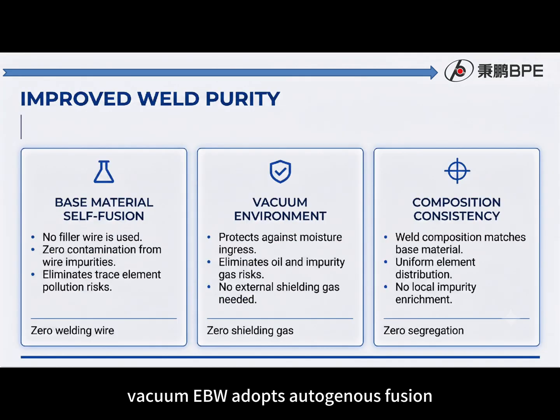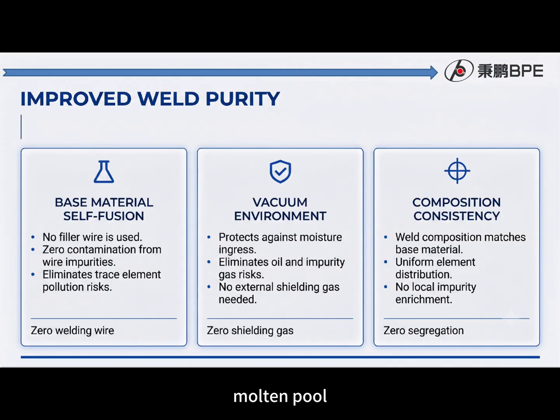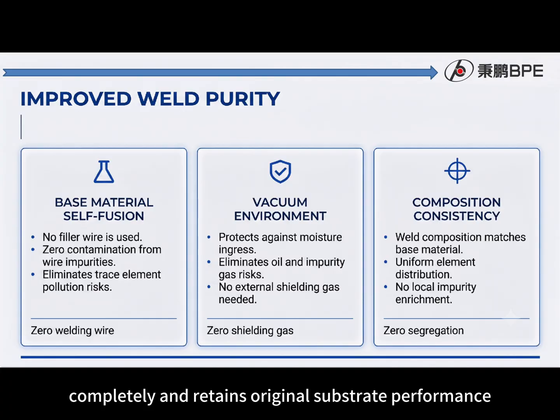Vacuum EBW adopts autogenous fusion welding without filler wire, eliminating contamination and element segregation from welding wires. No shielding gas is needed, preventing oil stains and particles carried by protective gas from polluting the molten pool. The chemical composition of welds matches the base metal completely and retains original substrate performance.